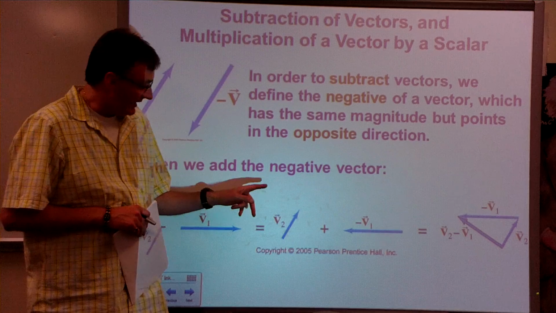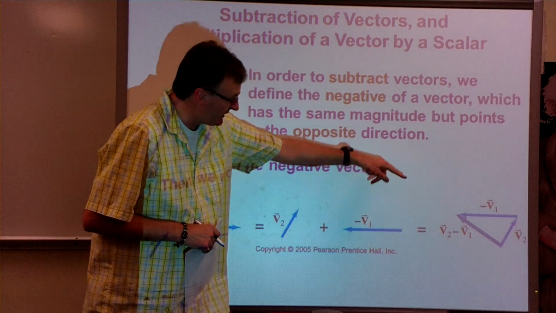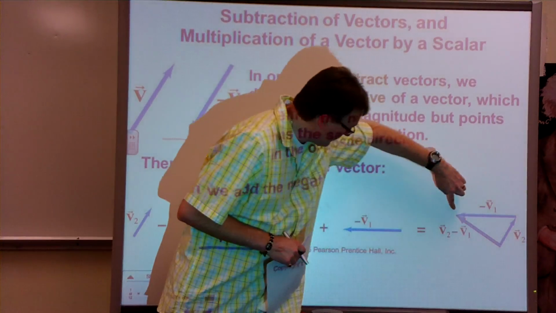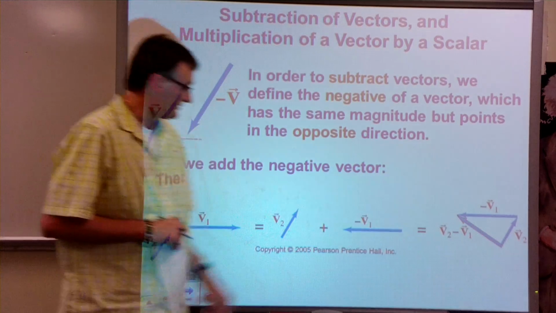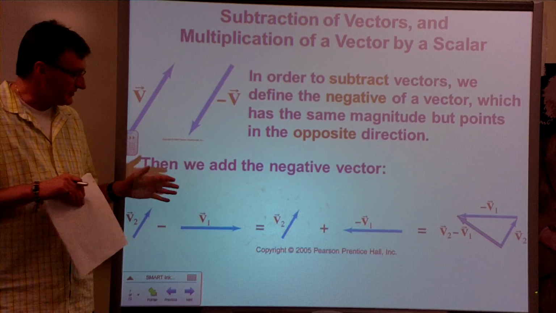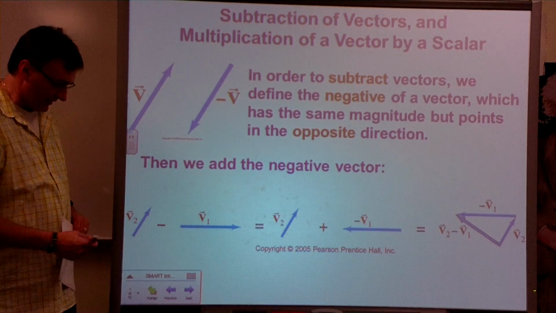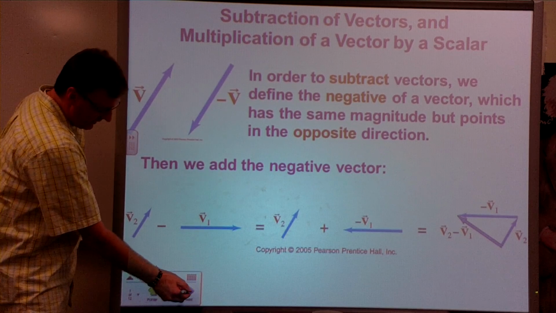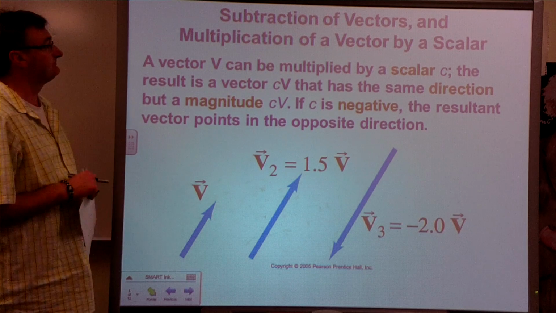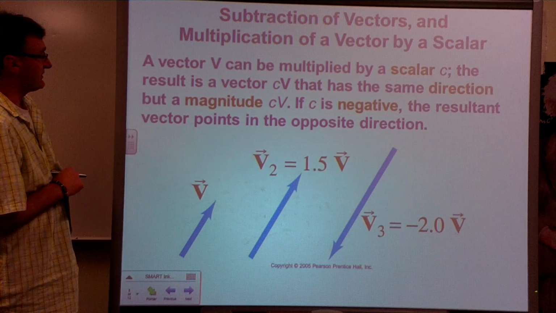So you put the tail of the second one to the tip of the first one, as you can see right here. And this then is your resultant vector. All right, so be real careful: just write the negative of the second one, add your vectors together, and you're good to go. And hopefully that'll avoid a lot of confusion for you. So, subtraction of vectors and multiplication of a vector by a scalar.